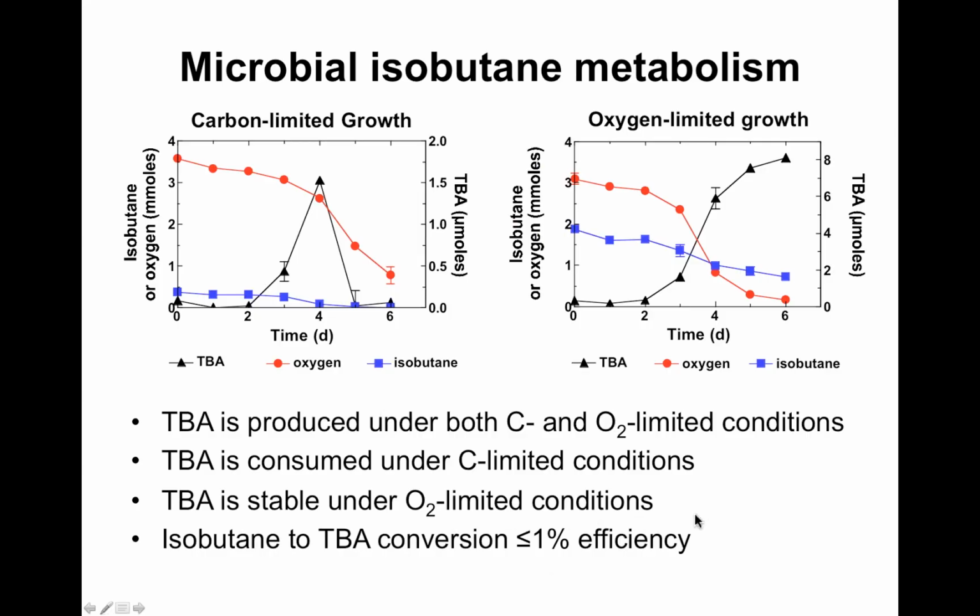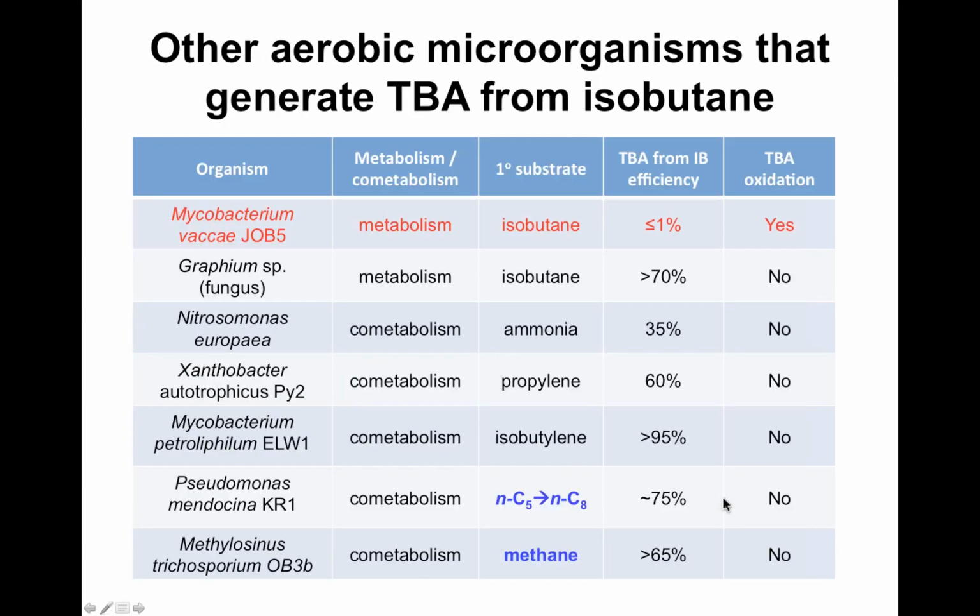And we have found that that number is fairly consistent for a lot of organisms that have the ability to grow on isobutane. Normally, I wouldn't report a 1% conversion efficiency as a particularly dramatic or exciting thing, but certainly when we started looking at isobutane co-metabolism, that number changed dramatically. So the data I just showed you there was for JOB5. It grows on isobutane, and it has roughly a 1% efficiency of converting isobutane to TBA.